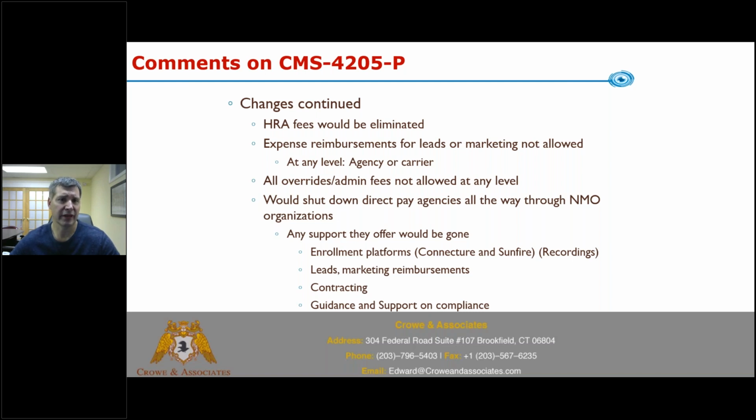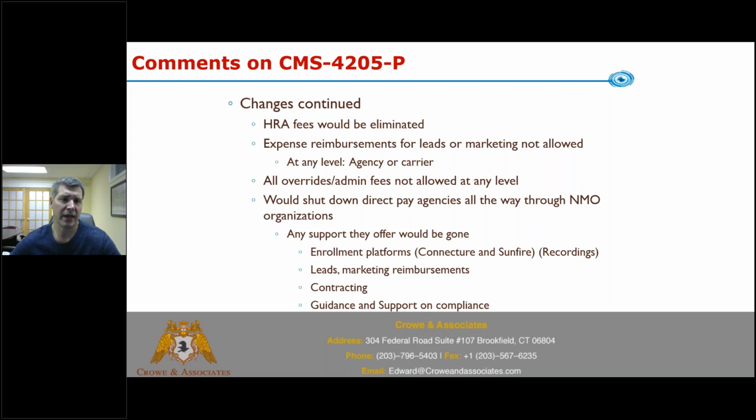Lastly, in the proposal, it talks about eliminating overrides and admin fees. It says that they wouldn't be allowed at any level. So essentially, if they removed override and admin fees, and I use both terms, we call them overrides, but anything above street, basically GA, MGA, SGA, FMO, NMO, if they got rid of those, it would shut down more or less all direct pay agencies. So any agencies above street, if they're not an LOA, it would more or less put them out of business, all the way up to NMO organizations.